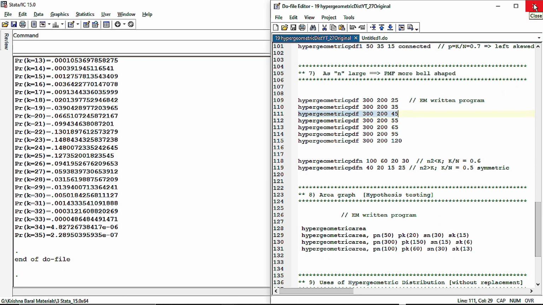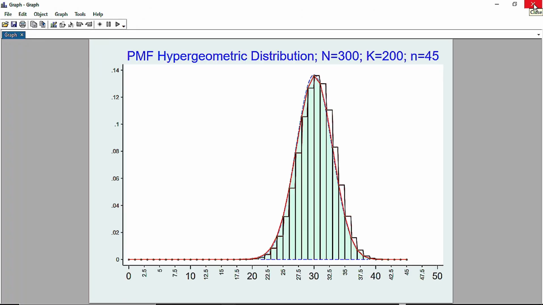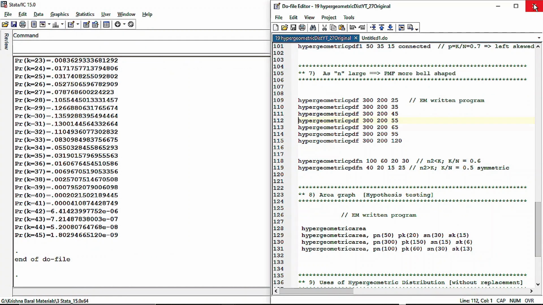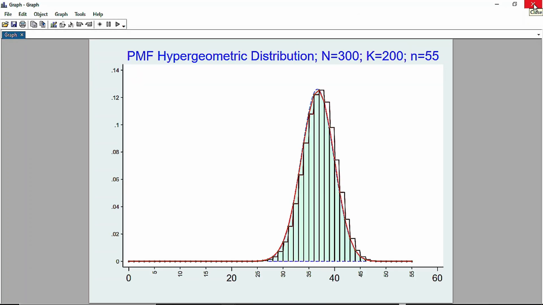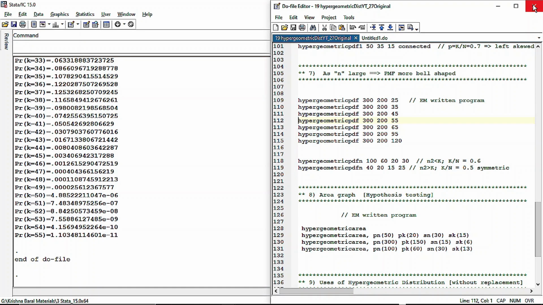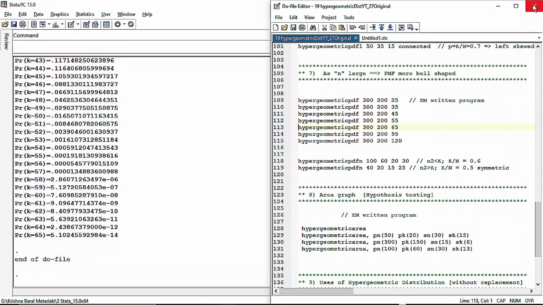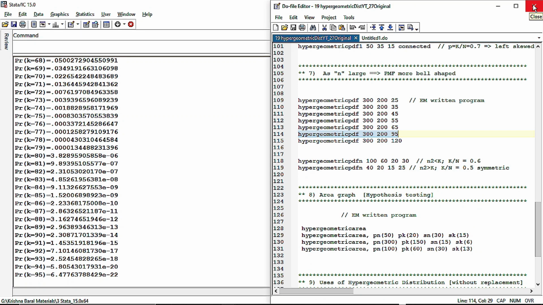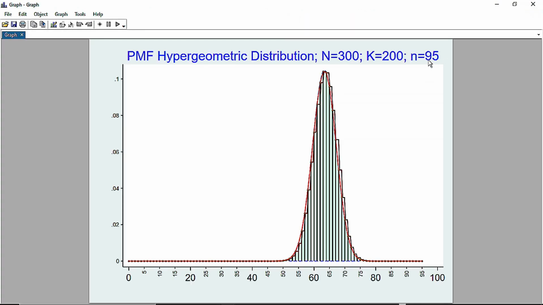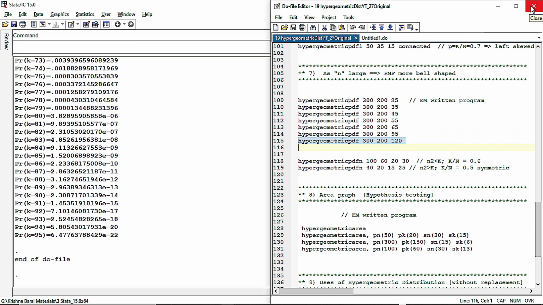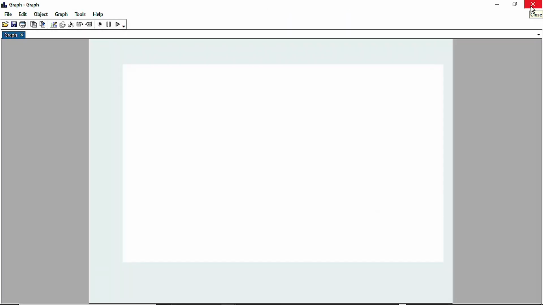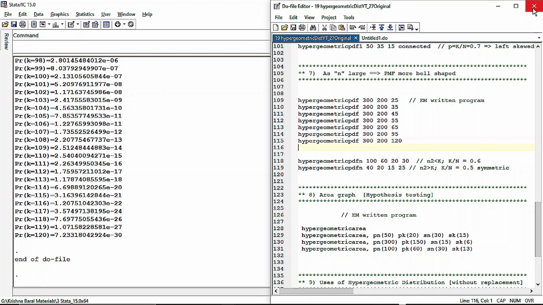And now let us increase the sample to be 45 and see the nature of the graph. As we increase the sample, we see that the hypergeometric distribution is nearly converging to the normal distribution with the same mean and variance as that of the hypergeometric distribution. This time the sample is 95, and we see that it's nearly converging to the normal distribution. And let us increase the sample to 120.